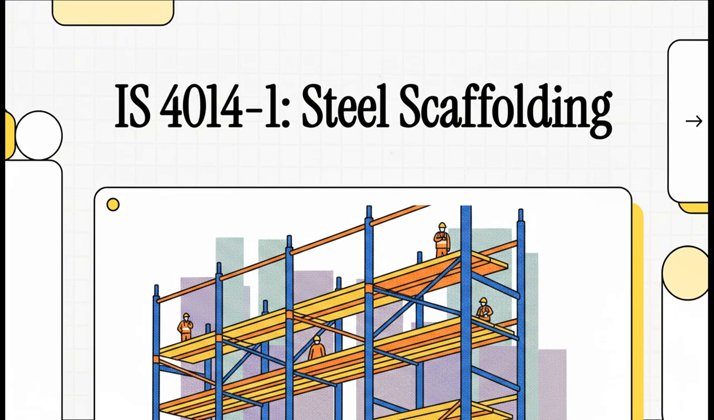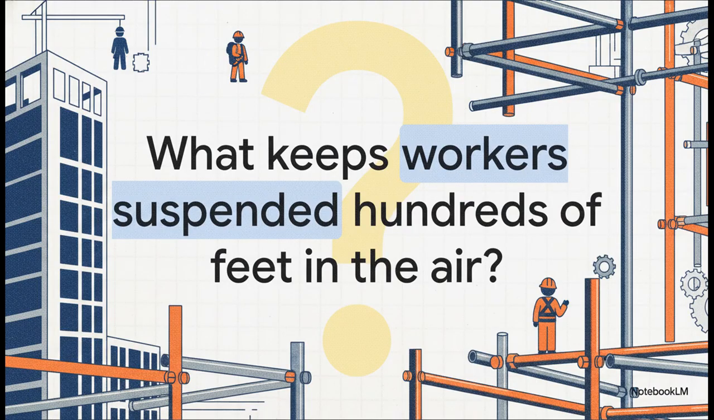Today we're doing a complete bottom-up build of a topic that is literally the invisible backbone of our modern skylines. We're talking about IS 4014-1, Code of Practice for Steel Tubular Scaffolding. Have you ever looked up at a towering skyscraper under construction and wondered what exactly is keeping those workers safely suspended hundreds of feet in the air? I mean, it's not magic, right? It's meticulous engineering, strict standardization, and an intricate web of heavy-duty steel.